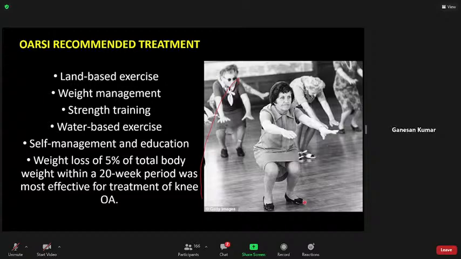The recommended treatment by the Osteoarthritis Research Society is exercises, self-management and education, which is very important. People should know what it is. Then you should have weight loss. What weight loss can do is, a 5% reduction of total body weight over a period of 20 weeks will decrease at least the load that is going on to the knee.